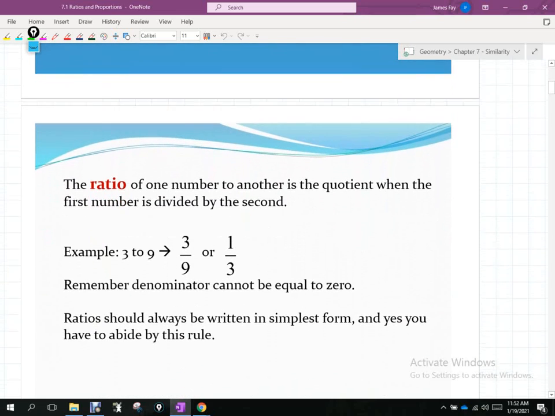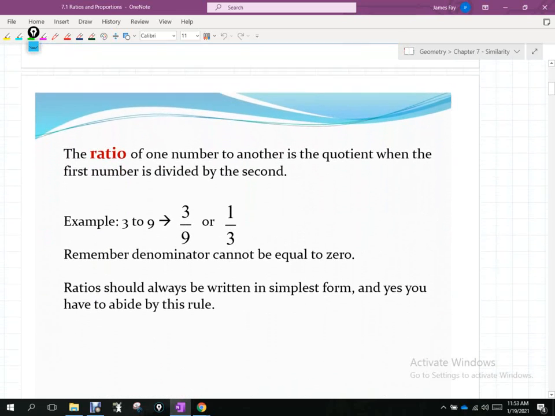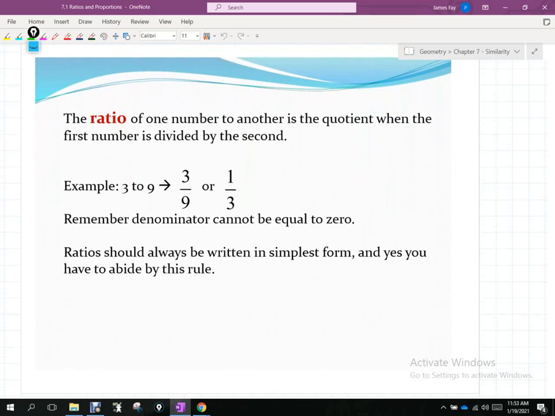The first thing we need to do is define some terms, though. Okay. First one, which is ratio. I don't know if I really like this definition, so I'll give you a couple different ones here. So the ratio of one number to another is the quotient when the first number is divided by the second.